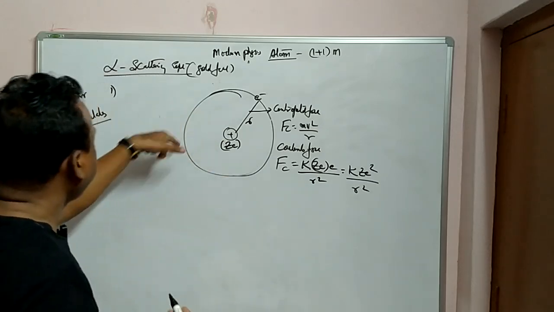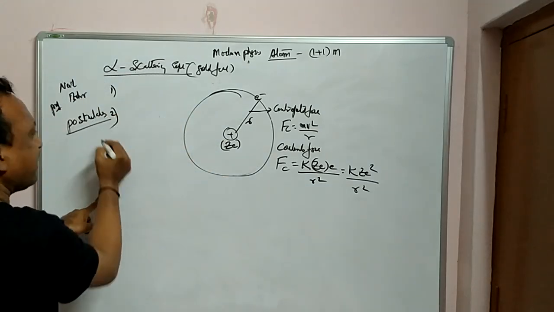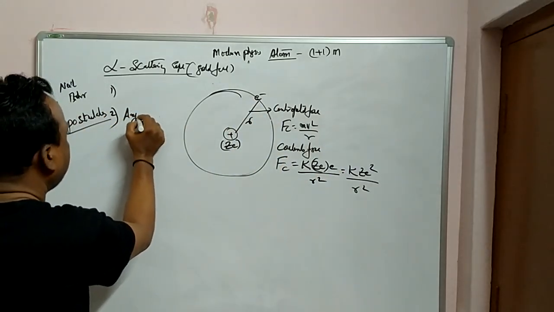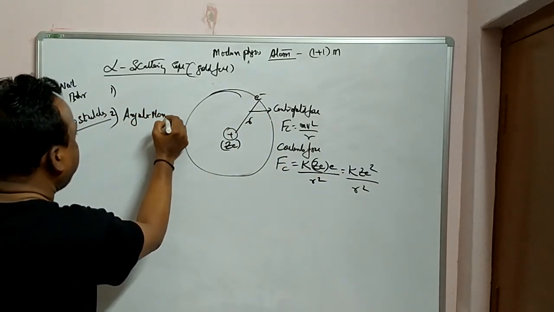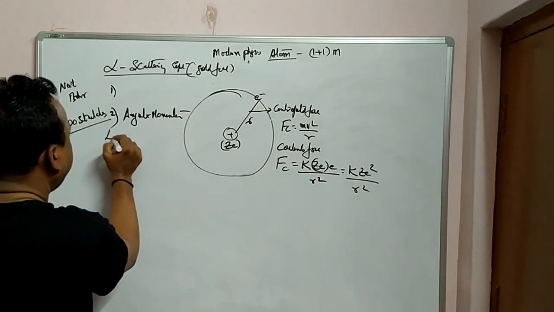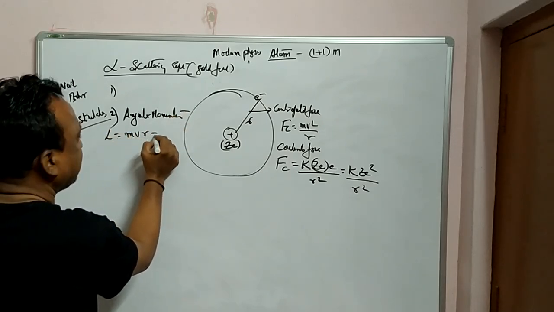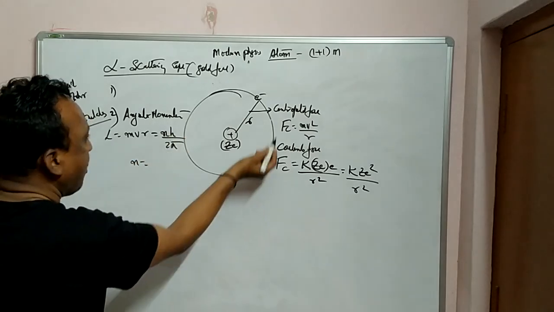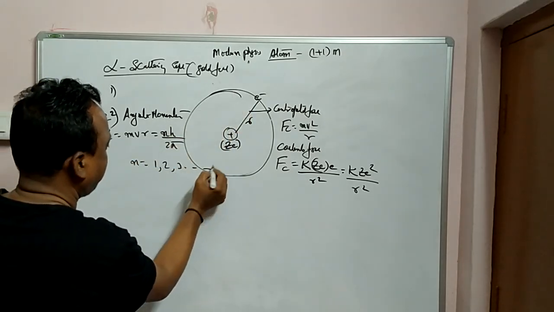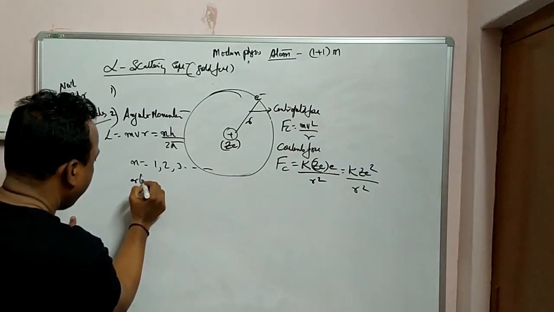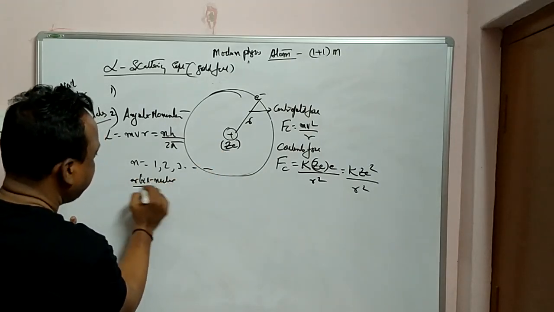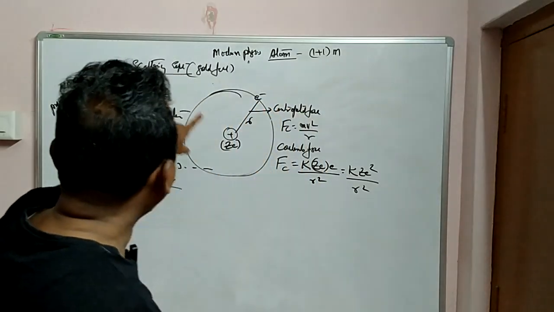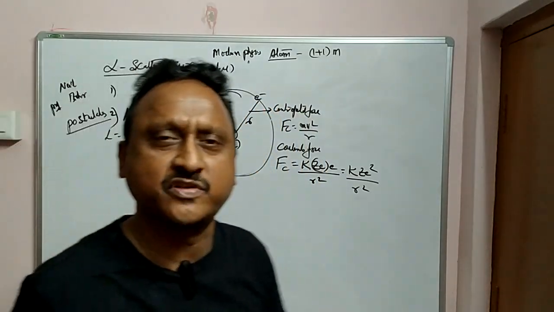Clear? So like that he told in the first postulate. And the second one: while rotating, the angular momentum L, that is equal to mvr, is equal to nh by 2 pi, where n is the orbit number 1, 2, 3, 4. N is the orbit number. That means in which orbit the electron is revolving. So these are very important postulates given by Professor Niels Bohr.